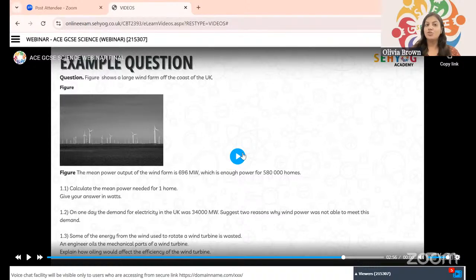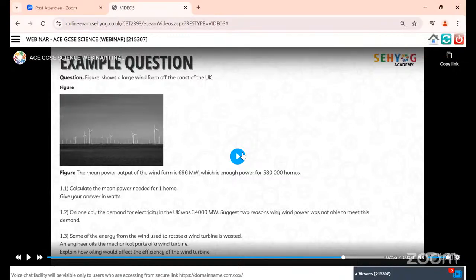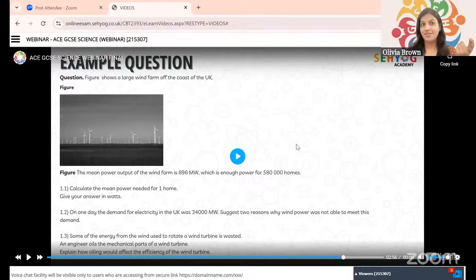Students need to calculate the mean power in this. Then in the next question they have asked: on one day, the demand for electricity in the UK is 34,000 megawatt. Suggest 2 reasons why wind power was not able to meet this demand. Students need to make sure about this: they have asked only 2 reasons, so you need not move on to 3 or 4 reasons. Stick to 2. Don't over attempt. Just stick to what they have asked you.